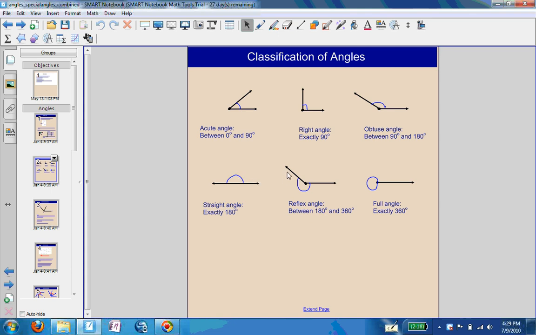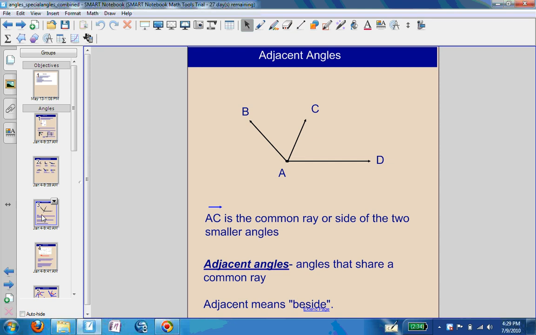Our reflex angle is actually this blue angle down here. Up here we see an obtuse angle, but the blue angle that's denoted is the reflex angle, which is between 180 and 360, so between a straight line and a full circle. And a full angle, which looks like an arc here, and you can see the angle drawn in. The full angle is what we call 360 degrees. It's exactly 360 degrees.